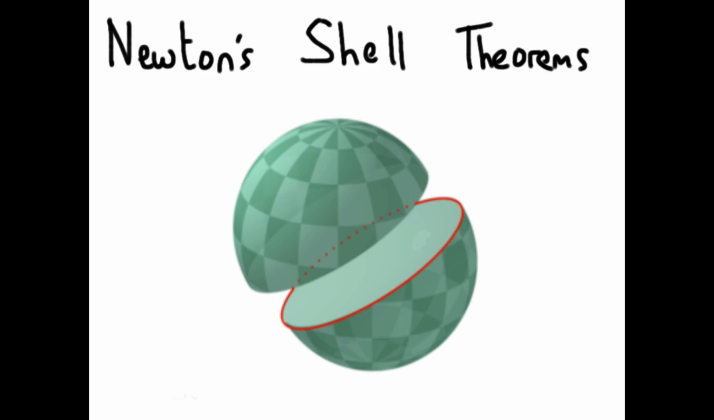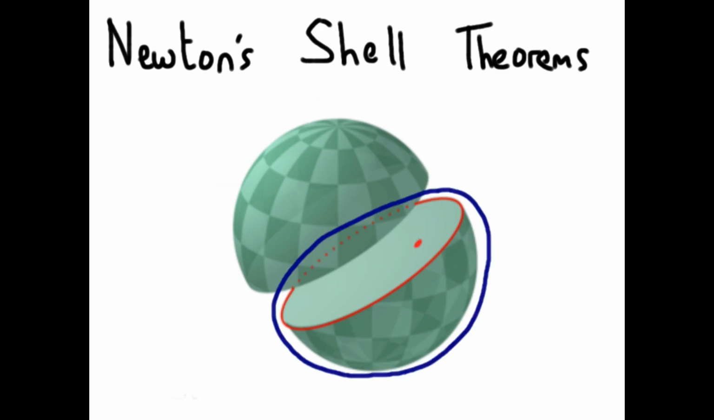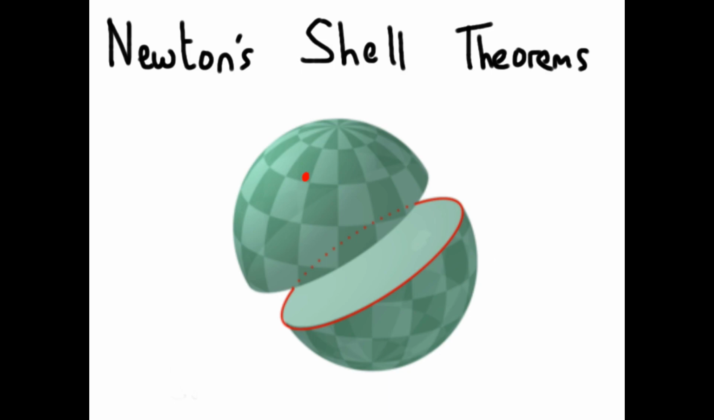Consider a hollow spherically symmetric sphere containing a test particle at an arbitrary point. We can orient the sphere in such a way that the test particle lies along the border of two hemispheres. I could have just as easily drawn the test particle here, and due to the symmetry of the sphere, we can divide the two hemispheres in this way instead. This can be done for any point in the sphere.